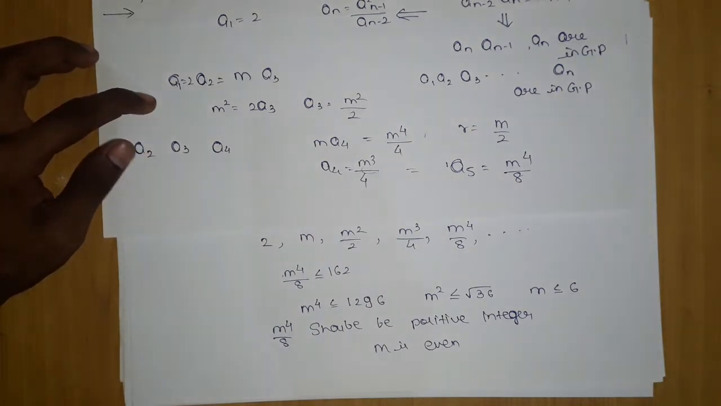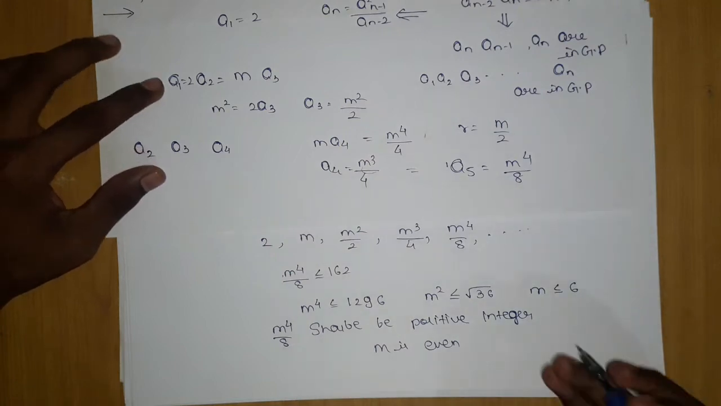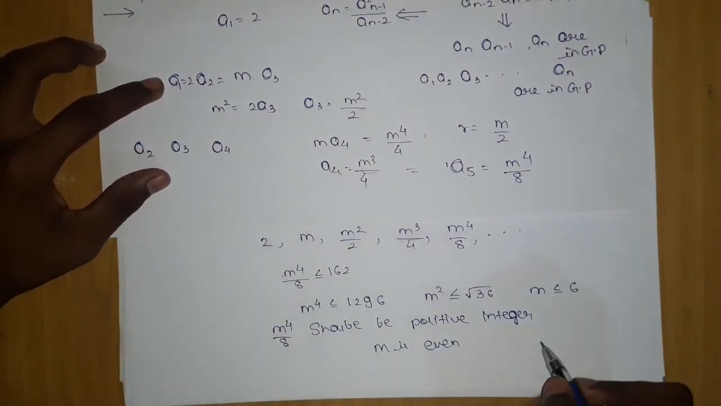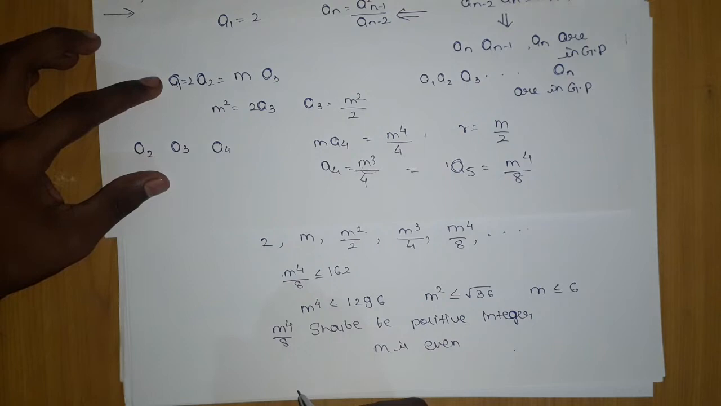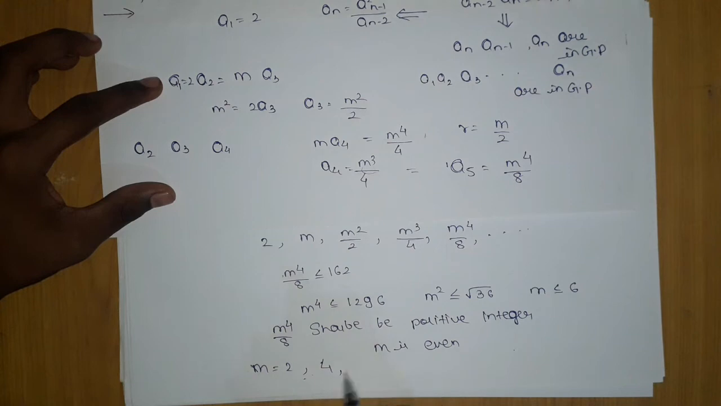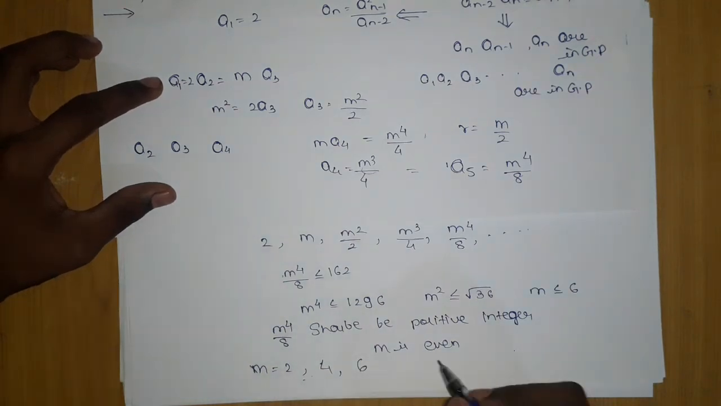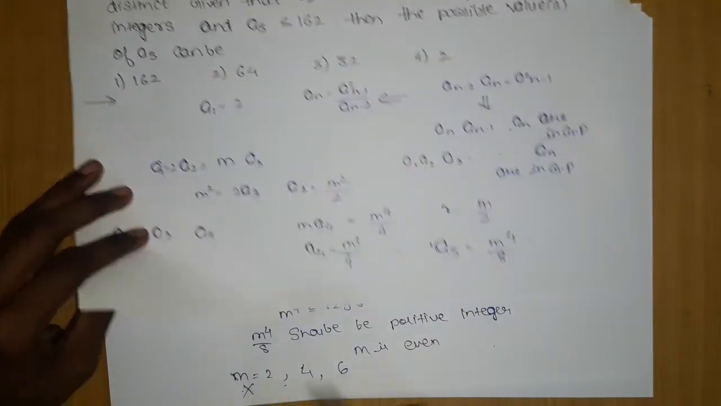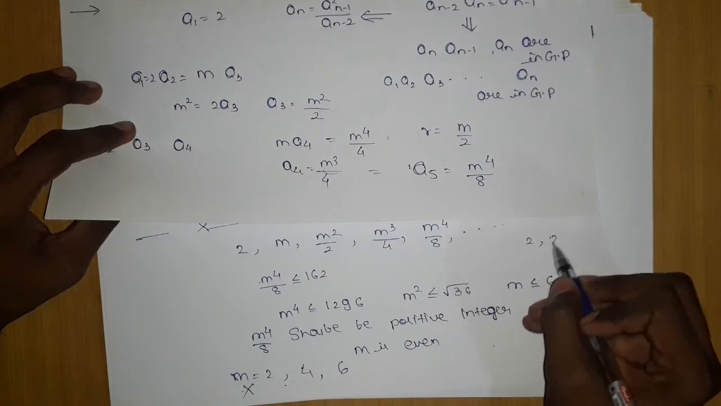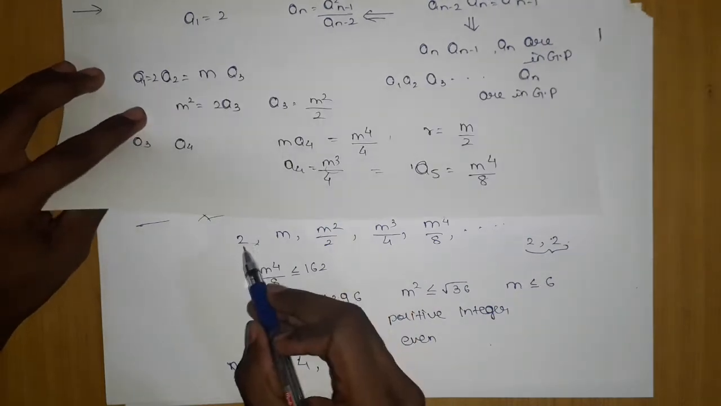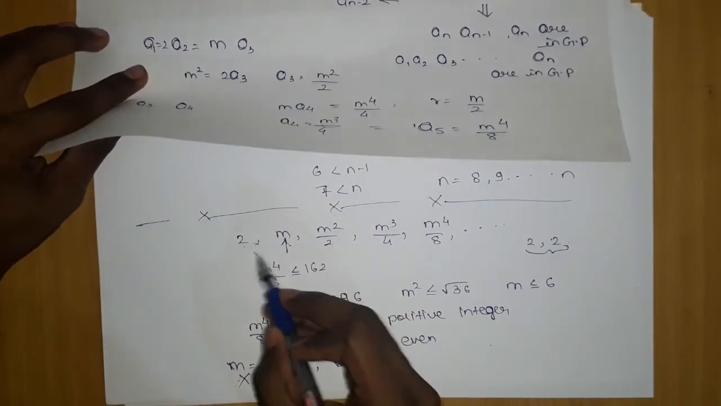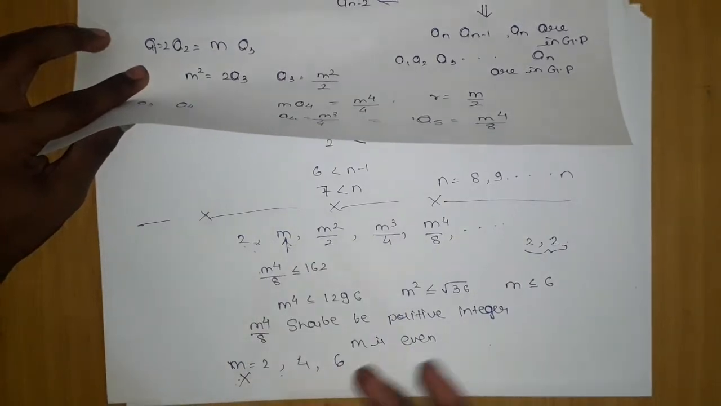So we will consider all the possible values up to 6. It should be even, so the possible values are m equal to 2, 4, and 6. But if you remember, m equal to 2 is not possible, because the first term is already 2. If this becomes 2, the series will have the same terms, 2 and 2. How can this be a GP? This is not a GP, so we reject m equal to 2, since both are the same number. m cannot be 2.